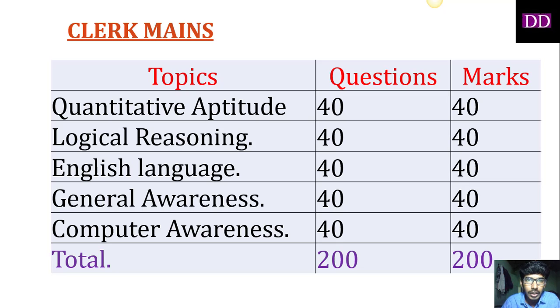Right now we have seen about the prelims. Next we move on to clerk mains. In mains, two more topics are added from prelims. The topics are general awareness and computer awareness, okay, and the marks are 40 for each topic, and the total marks you are going to write is 200 marks, okay.